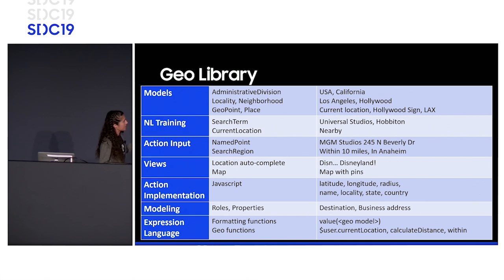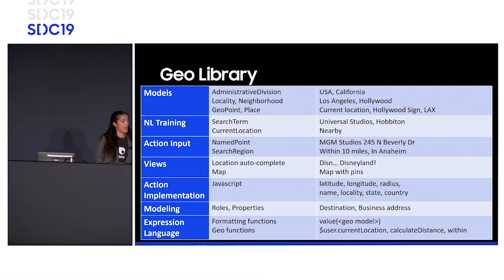but the only difference here is that in natural language training, instead of annotating everything to a datetime expression, we would train everything to be a geo search term or a current location. Then in your action inputs, you have the choice. You can either request a named point if you want to work with a point with a radius for things like a destination or somewhere to go to, or you can request a search region, which will be a shape of an area that you probably want to search for, say, businesses in.